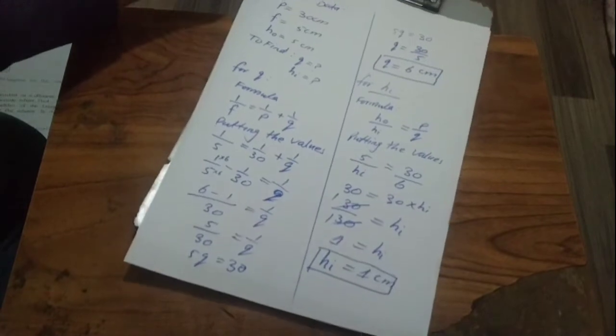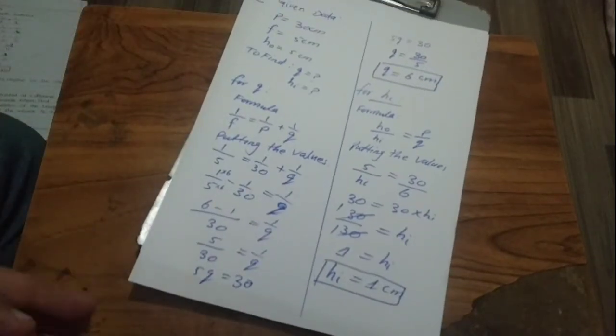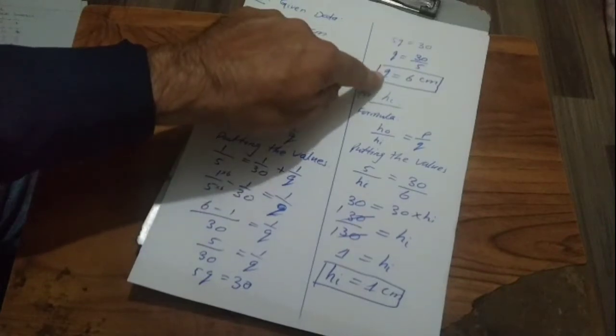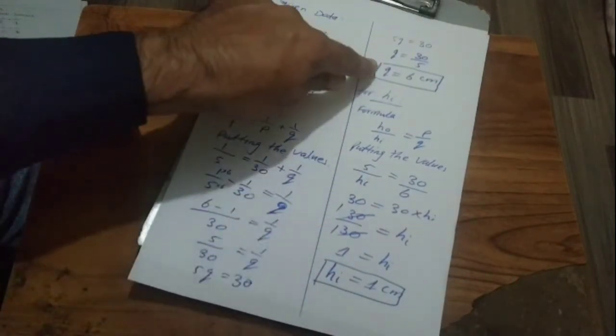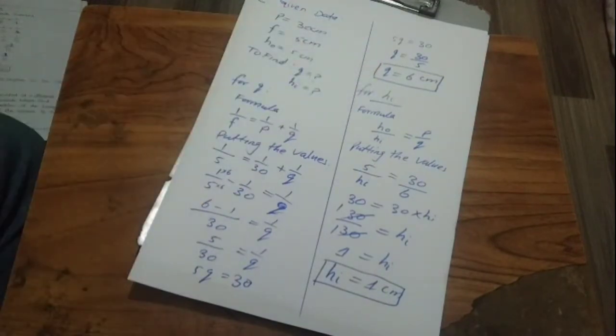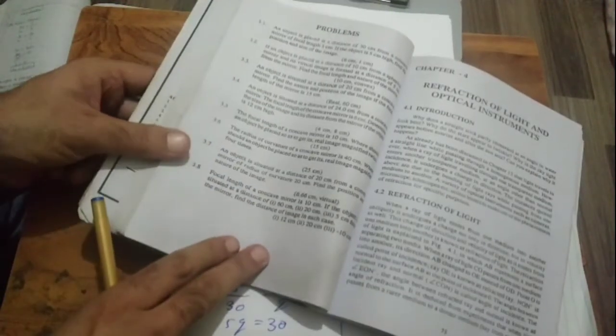So I hope this is clear. In this numerical we were supposed to find the values of Q and Hi. Hi means image height and Q means image distance. I hope this numerical is clear to you. Now let's move on to the second numerical.